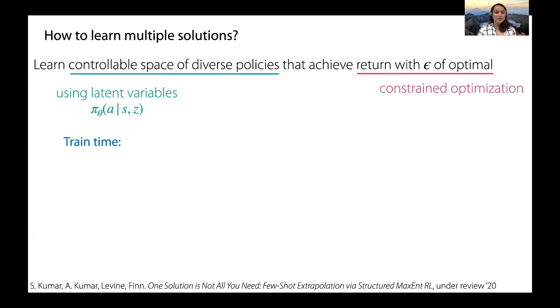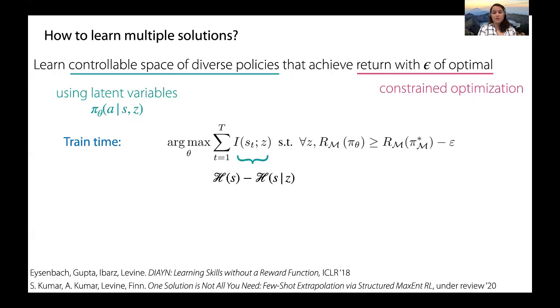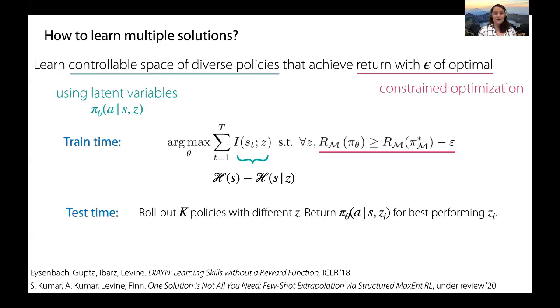So what this will look like at train time is that we'll optimize this objective here, where the mutual information will correspond to maximizing the entropy of the states, while also making the state predictable from the latent variable z. So this leads to a controllable space of diverse policies. And this constrained optimization ensures that this policy is still doing well on the MDP. Then at test time, we'll roll out k different policies, each with different z's, and return the policy for the best performing z. This will be a policy that essentially performs well on the test environment. We'll refer to this as structured maximum entropy reinforcement learning.